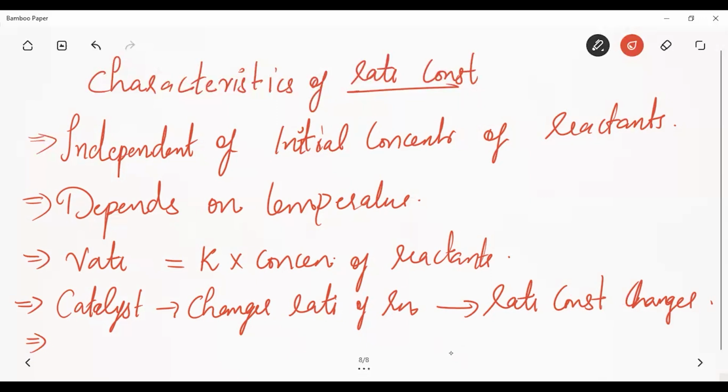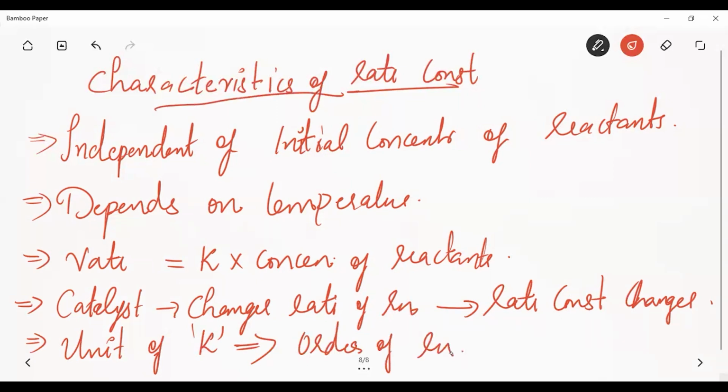That depends on the order of the reaction. We are going to discuss order, don't worry. So these are the characteristics: it is independent of the initial concentration of the reactants, it depends on temperature, rate is equal to the rate constant times the concentration of the reactants, a catalyst affects the rate, and the unit of the rate constant depends on the order of the reaction.